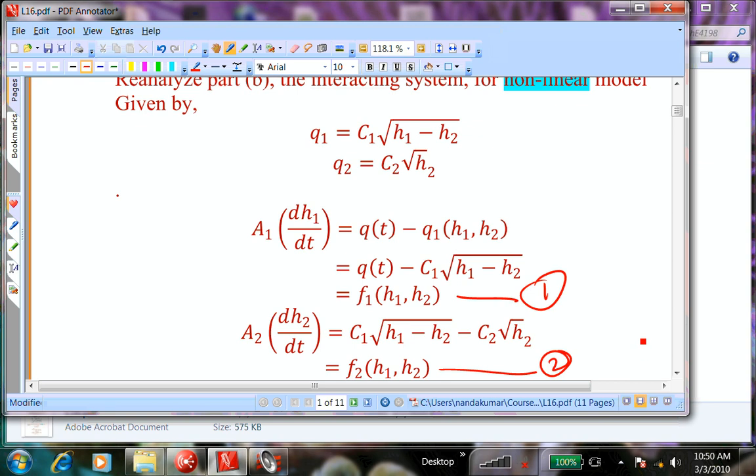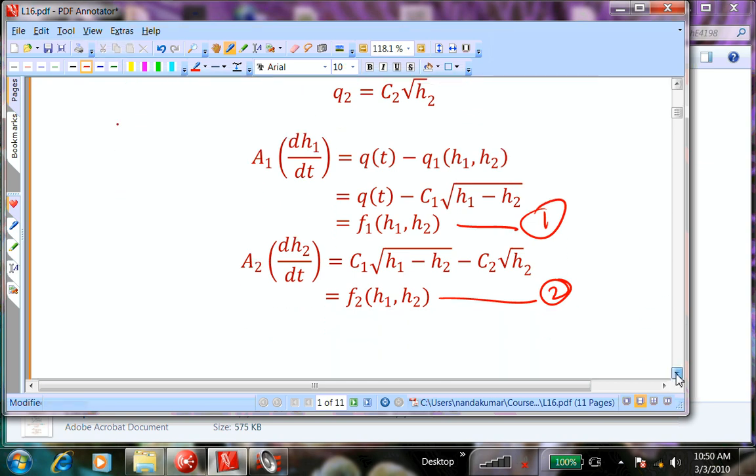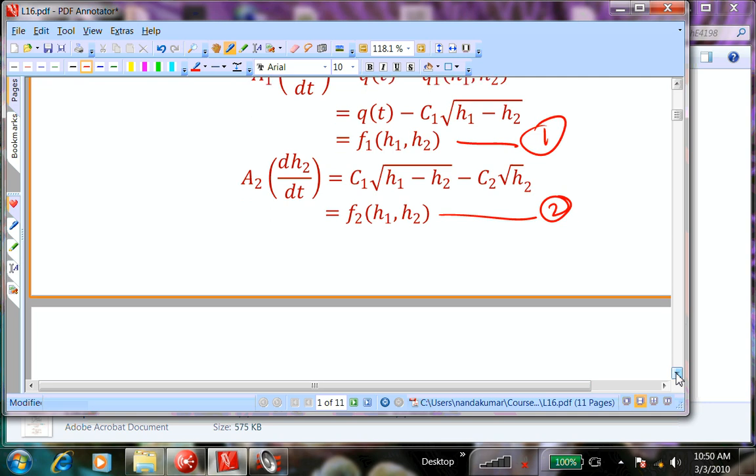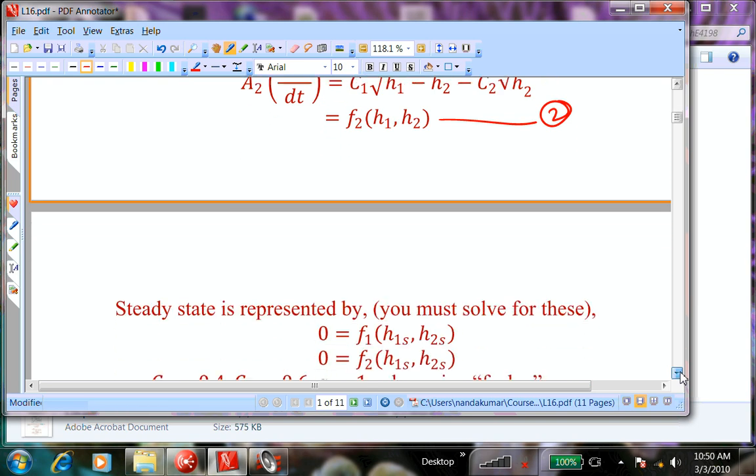Okay, so we are going to linearize this around a steady state. That means first find the steady state and then get the linearized equation, evaluate the linear coefficients around that steady state, and then you get the transfer function. Then we can use it for looking at step response, impulse response, etc.